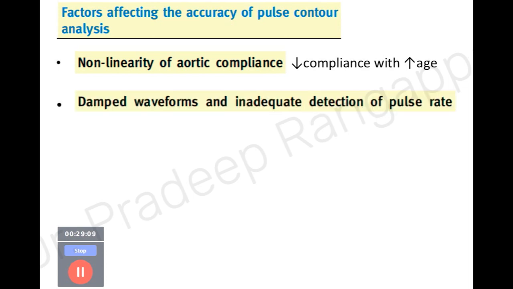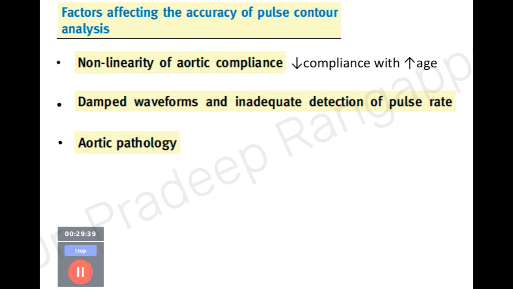And damped waveforms and inadequate detection of pulse rate. And aortic pathology: if you have aortic regurgitation, because you're basing it all on the waveform that is built in relation to the blood flow into the aorta, obviously if you have a regurgitation or stenosis, that would reflect an erroneous interpretation of cardiac output. So that's about your pulse contour analysis.